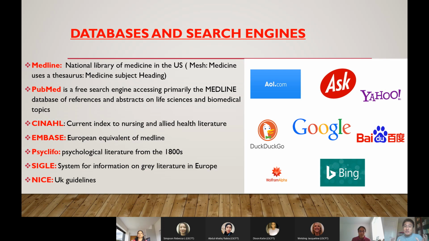Grey literature is the literature which is not published in English. For example, there are some nice papers which might be published in Chinese or Indian languages, but they are not formally published. Those papers which are not published all form SIGLE, and NICE is whatever we use in the guidelines. So are we clear on the search engines?